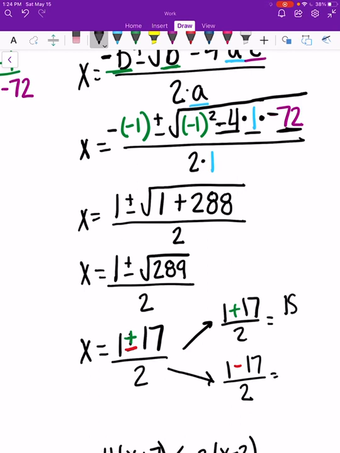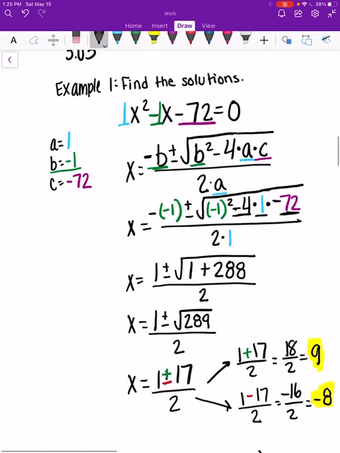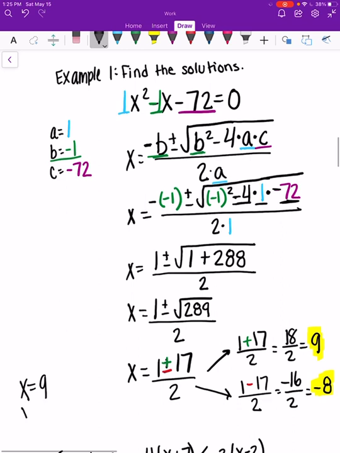1 plus 17 is 18, and 18 divided by 2 is 9. 1 minus 17 is -16, and -16 divided by 2 is -8. So these are our answers, 9 and -8. So I'm going to write it over here. X equals 9, x equals -8. And that's our final answer, or final answers. It's a lot of work. You got to go really slow and use a calculator if you need help doing anything, especially to double check your work. And really be careful and watch your negatives.